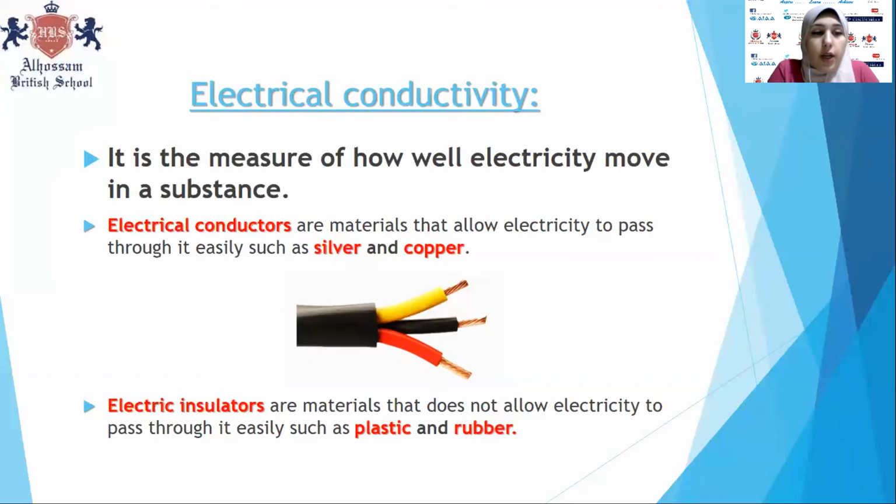Now, electric insulators. They are materials that do not allow electricity to pass through them. We said that electric insulators are the materials that cannot allow the passing of electricity, such as what? Same examples: plastic and rubber. Also wood is an example. So the same examples of electric conductivity can be written in the thermal conductivity. Easy?